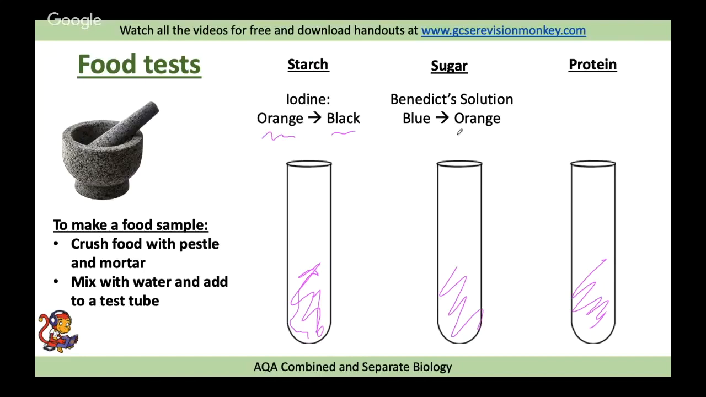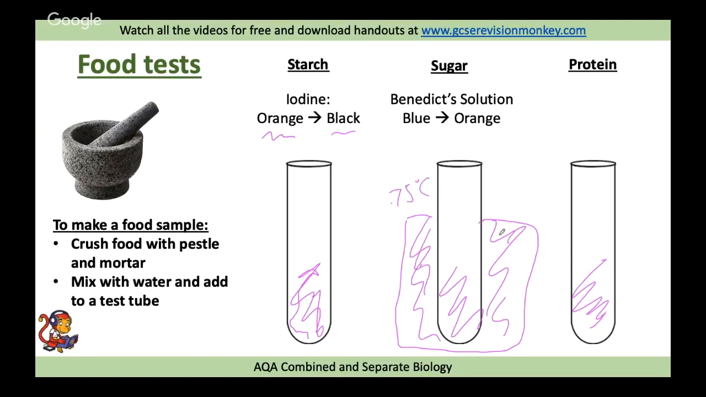Now you may see other words. If there's a little bit of sugar, it may change green. If there's loads, it may change a red colour, but blue to orange is your main colour change. This one requires a water bath at around 75 degrees. Okay, so for the sugar one, you're going to need to heat it up in a water bath. And finally, protein is the Biuret test, which turns from blue to purple.